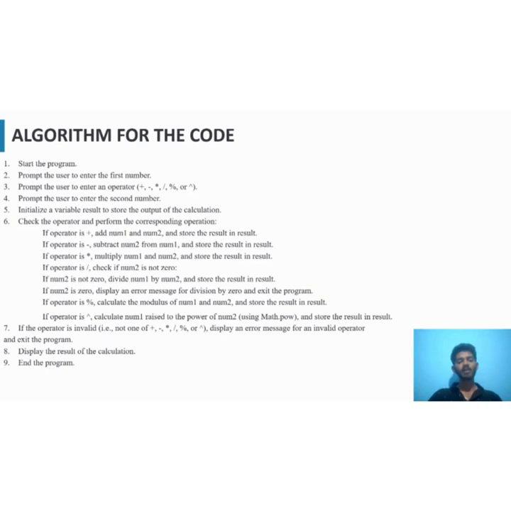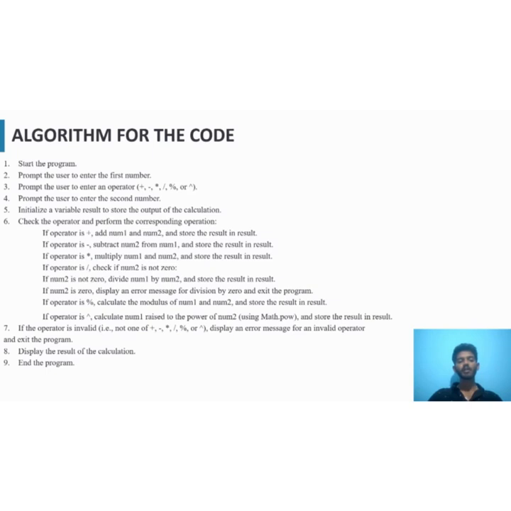And if the operator is slash, then check if number 2 is not 0. If number 2 is not 0, then divide number 1 by number 2 and store it in the variable called result. If number 2 is 0, then display an error message for division by 0 and exit from the program. If the operator is percentage, then calculate the modulus of number 1 and number 2 and store the result in the variable called result.